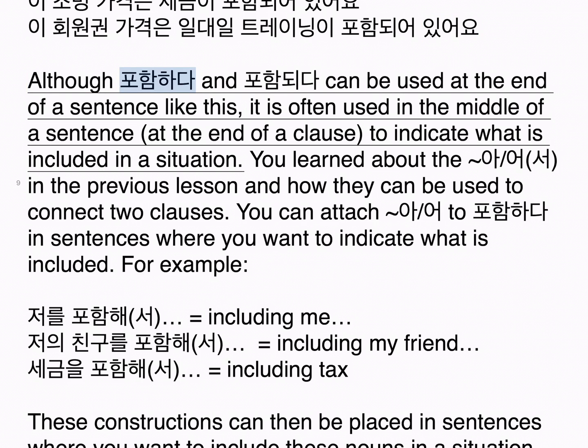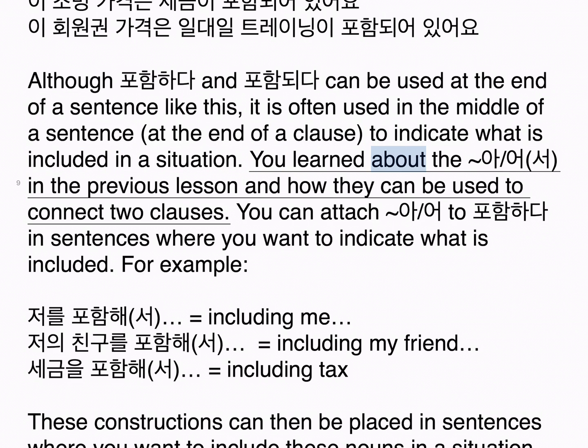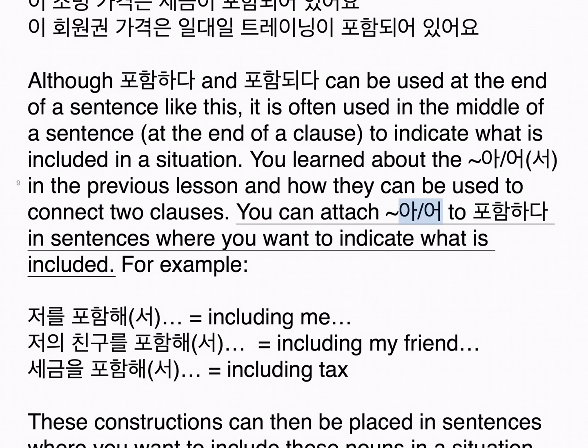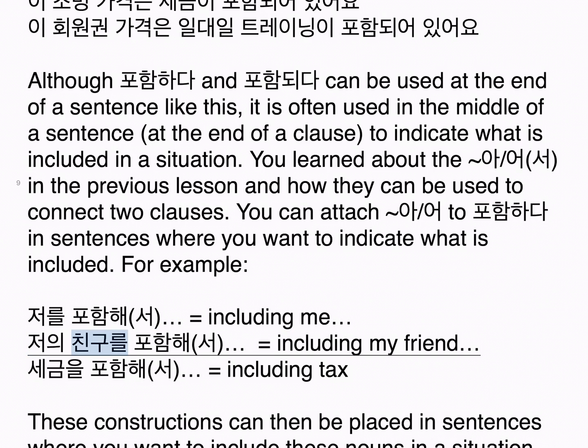Although 포함하다 and 포함되다 can be used at the end of a sentence like this, it is often used in the middle of a sentence, at the end of a clause, to indicate what is included in a situation. You learned about the 어서 in the previous lesson and how it can be used to connect two clauses. You can attach it to 포함하다 in sentences where you want to indicate what is included. For example, 저를 포함해서, including me, 저의 친구를 포함해서, including my friend, 세금을 포함해서, including tax.